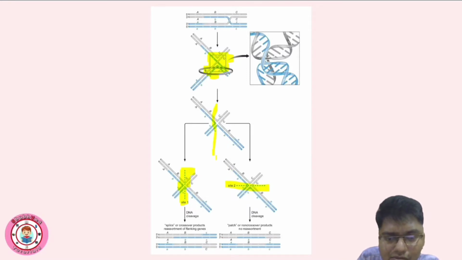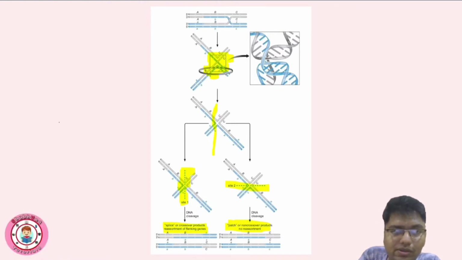Then this gives rise to two products. After horizontal cleavage, the products are known as splice or crossover products, with reassortment of flanking genes. And the second step gives rise to patch or non-crossover products, with no reassortment. Now how to remember this? This is very easy. We have to apply a trick.